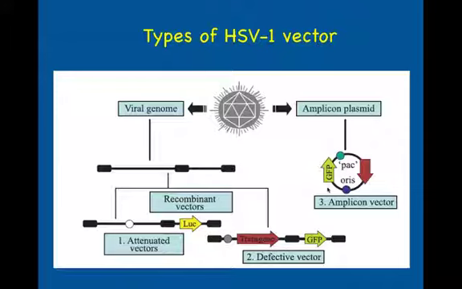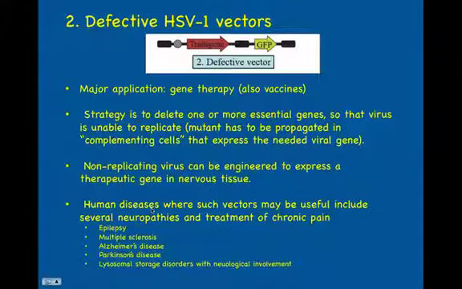So we just talked about one of the types of vectors. This would be probably an attenuated vector. So this is a defective vector. Its major application is in actual gene therapy. So you have something like dystrophin that's involved in Duchenne's muscular dystrophy, and you just need one viable copy into a host cell for whatever disease state there is to be reversed. So the strategy is to delete one or more of the essential genes of the virus so that it can't replicate, as we talked about before.